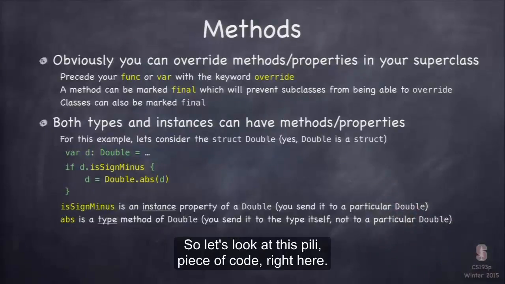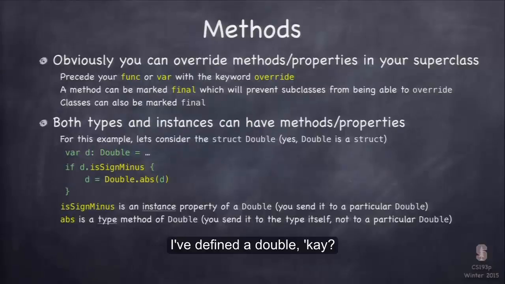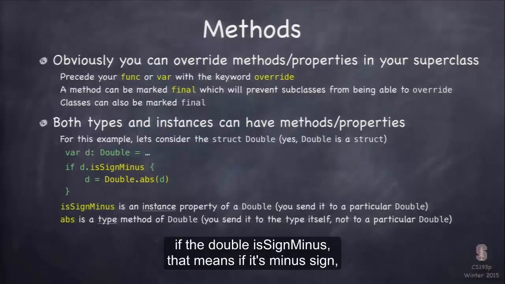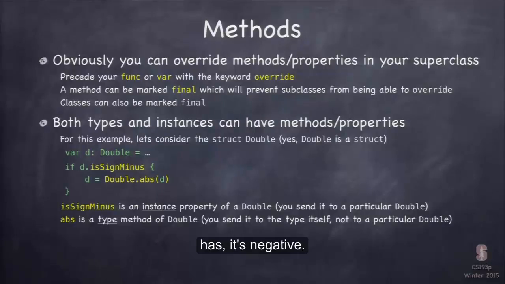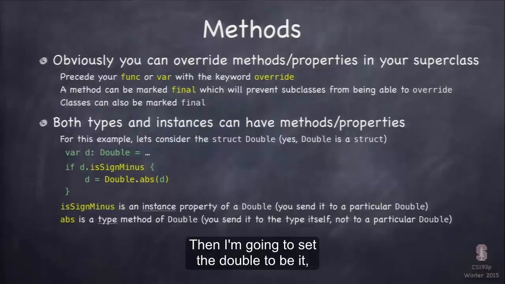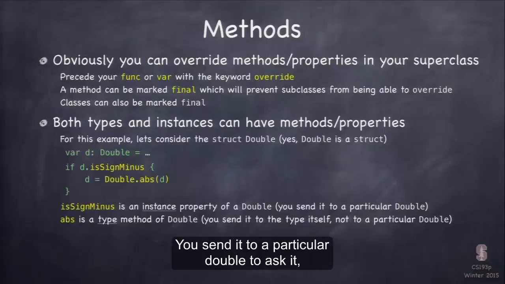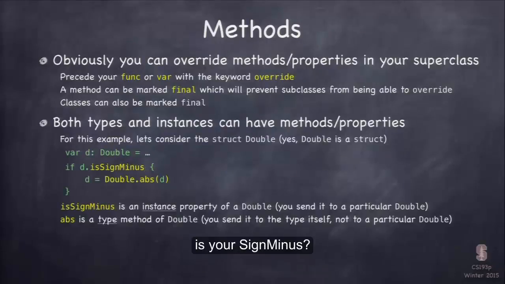Let's look at this piece of code right here. I've defined a double, this var, which is a double. And I say if the double is sign minus, that means if it's a minus sign, it's negative, then I'm going to set the double to be the absolute value of the double. So isSignMinus is an instance variable, an instance property. You send it to a particular double to ask it, is your sign minus?